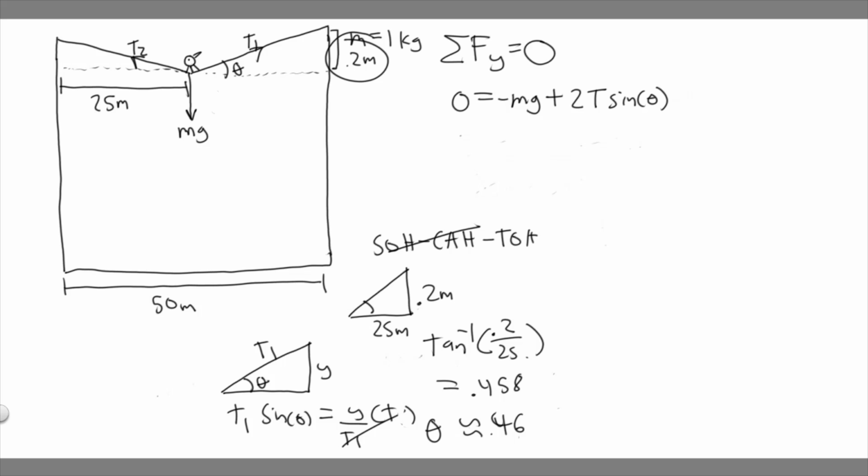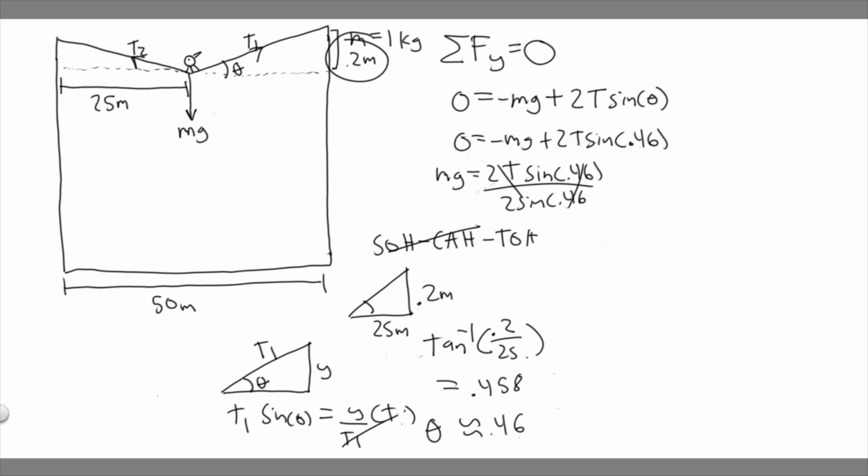So now we've got the angle, and this angle was this. So now we have 0 equals minus mg plus 2T times the sine of 0.46. Now we have all the variables, so we can just solve for T. Moving this to the other side, mg is equal to 2T times the sine of 0.46. Divide by 2 times the sine of 0.46, and when you do this, you'll get T equals mg over 2 times the sine of 0.46.